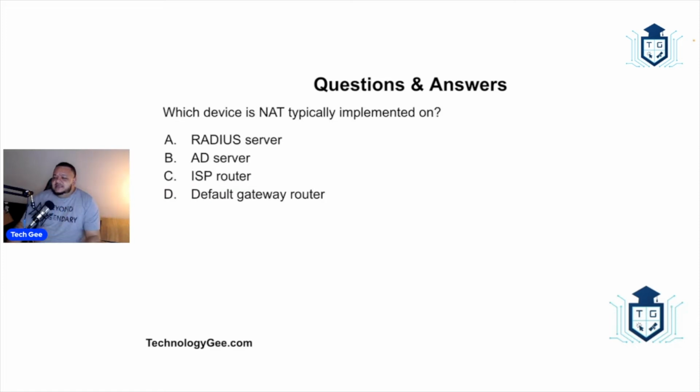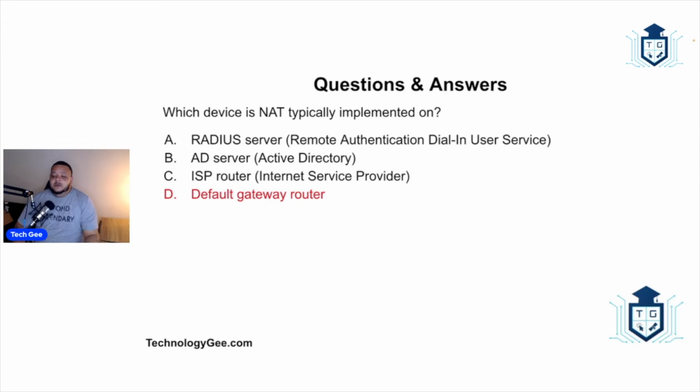Which device is NAT typically implemented on? Would this be a RADIUS server, an AD server, an ISP router, or a default gateway router? Network address translation, you implement this usually on a default gateway router, which is basically your standard SOHO router that's sitting in your house right now.